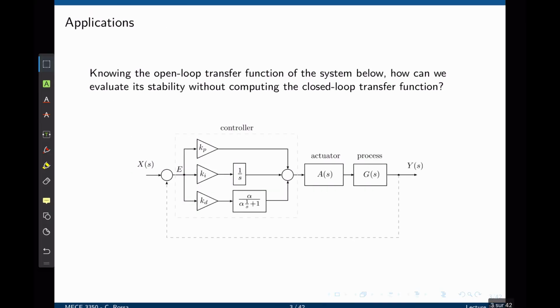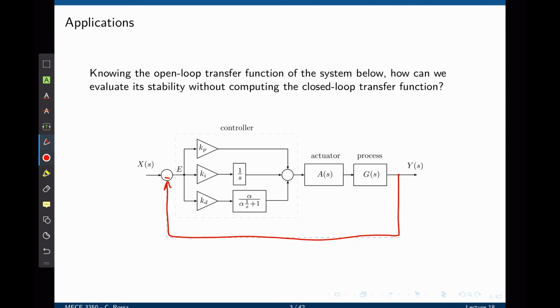There are many applications of Nyquist stability. Consider this example. We have a controller, an actuator, and a process. The actuator and the process transfer functions are known. By looking at the system's open-loop transfer function, using the Nyquist stability criterion, we can infer stability if this system is put in a unit feedback loop like this one. Based on the open-loop transfer function, we can infer stability of the closed-loop system without having to compute the closed-loop transfer function.